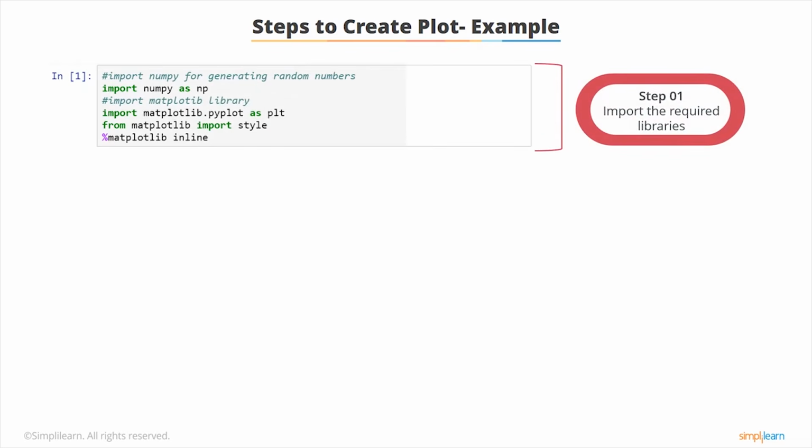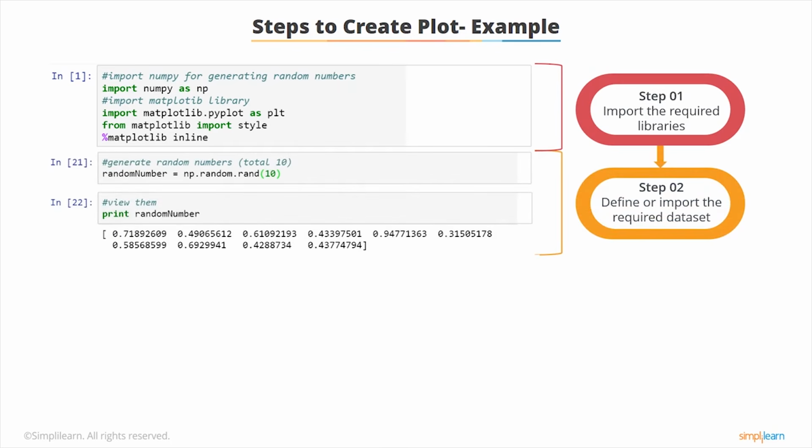The first step is to import the required libraries. Here we have imported NumPy and pyplot and style from Matplotlib. NumPy is used to generate the random numbers, and pyplot, which is a built-in Python library, is used to plot numbers, and the style class is used for setting the grid style. Matplotlib inline is required to display the plot within Jupyter Notebook.